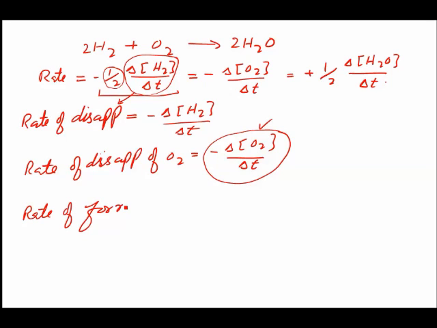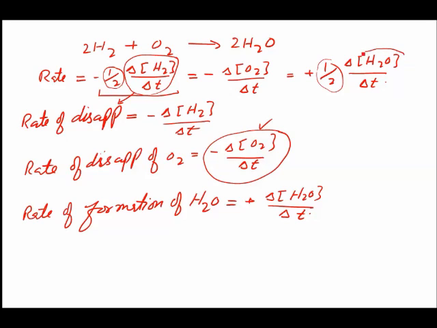And the rate of formation of any product, suppose the rate of formation of water. Formation means we are going to write the plus sign. Without this coefficient here, that is the rate of formation. So that means the change in concentration of water by delta T is the rate of formation of water. But once you multiply it by 1 by 2, by the coefficient, it becomes the reaction rate.